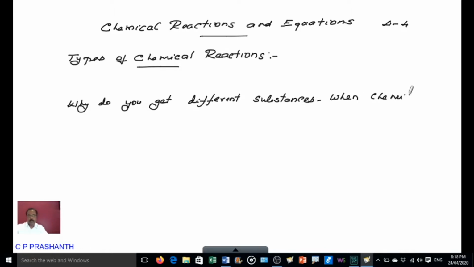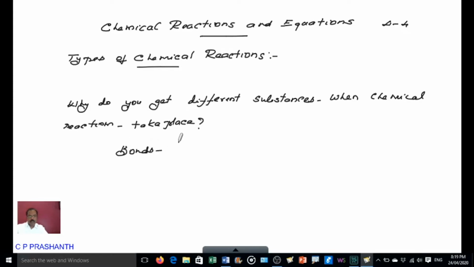So what exactly happens when a chemical reaction takes place? When a chemical reaction takes place, try to understand that a new atom is not formed, a new element is also not formed. So, what exactly happens? But you definitely get a new substance.